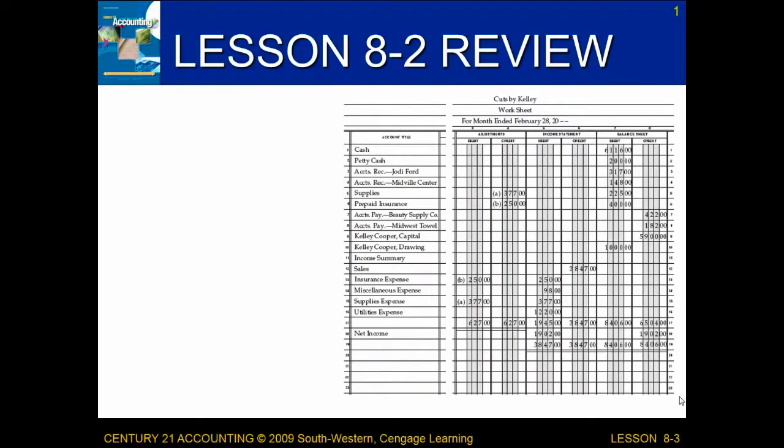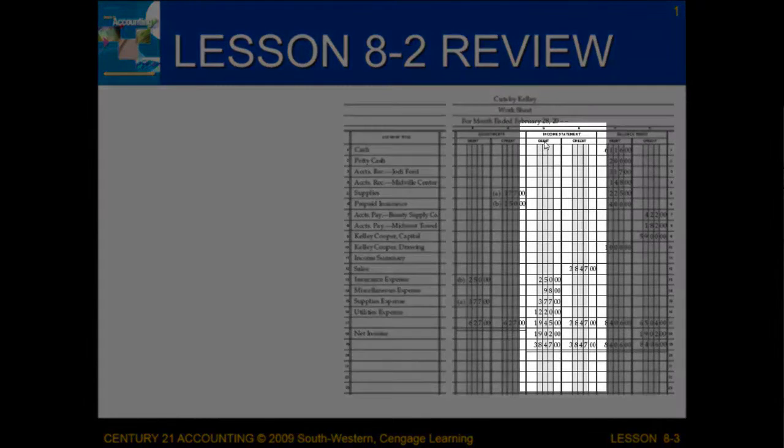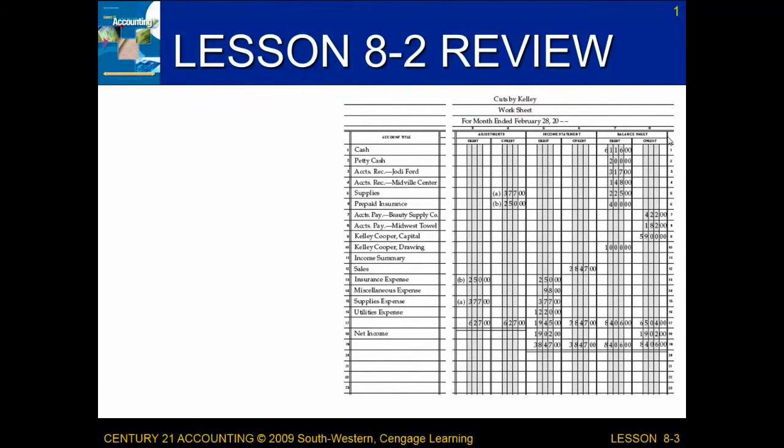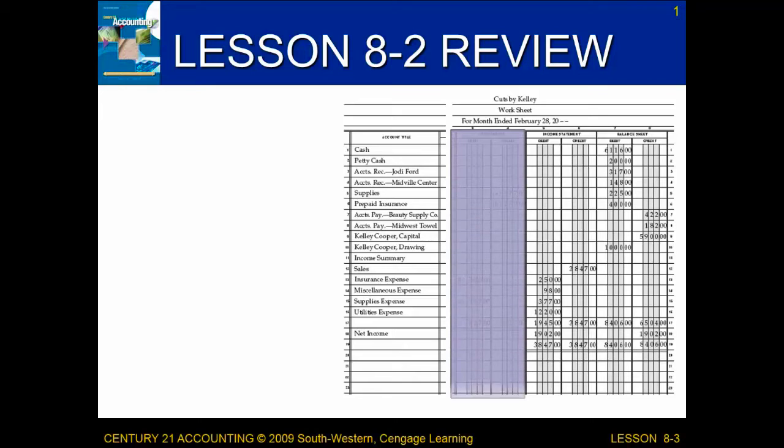The first thing to remember from lesson 8.2 is that when we talk about closing entries, we're only focused on the income statement and the balance sheet columns of our worksheet. So we're going to ignore the adjustments column for now. Our first review question is which accounts are considered temporary accounts?